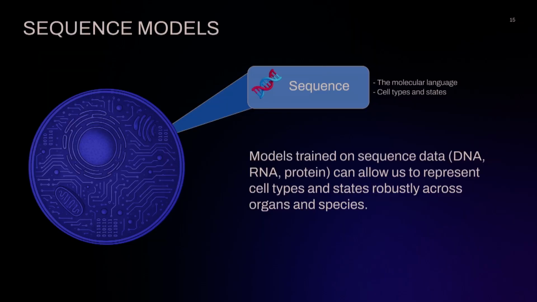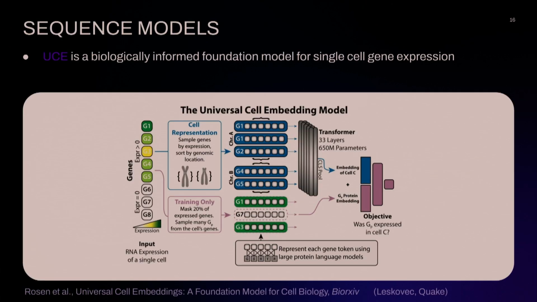Starting with the sequence models. Models trained on sequence data, again, DNA, RNA, protein, can allow us to represent cell types and states robustly across organs, tissues, and species. So this is where Jure Leskovec and Stephen Quake collaborated to develop the Universal Cell Embedding model, the UCE model. It's a biologically informed foundation model for single-cell gene expression. So we can measure which genes are expressed in different cell types at large scale using single-cell sequencing.